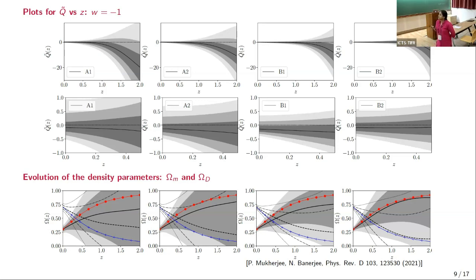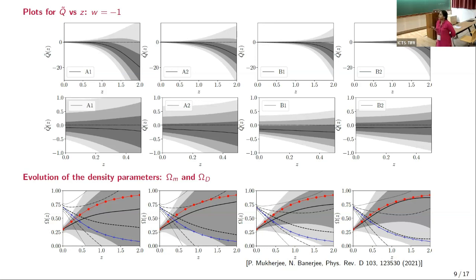And we see that for low z, Q remains mostly close to 0, indicating no appreciable interaction in the present epoch. Negative values of Q exist, but they are still included within the 2 sigma confidence level. So the possibility of an interaction may not be ruled out for higher z.